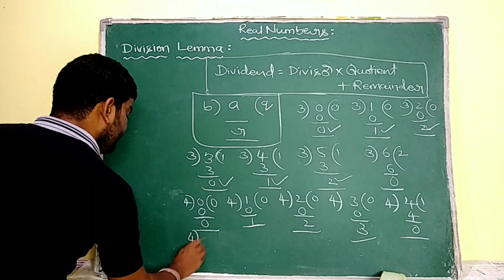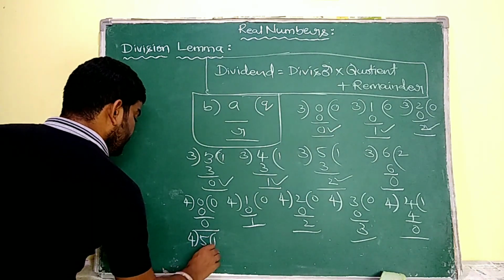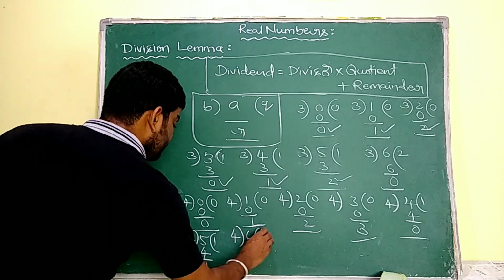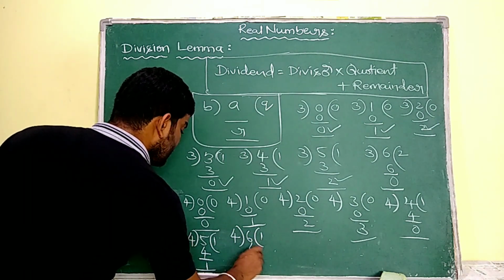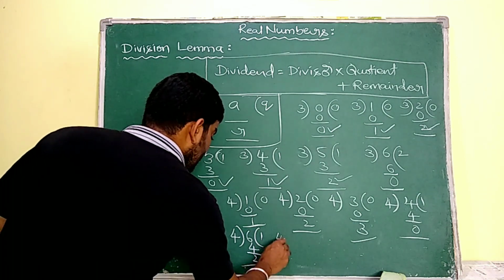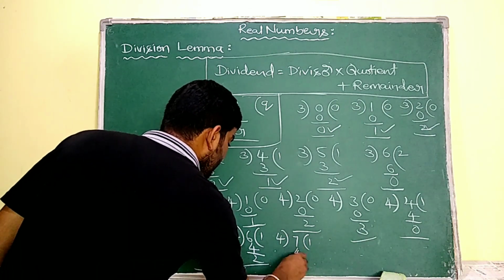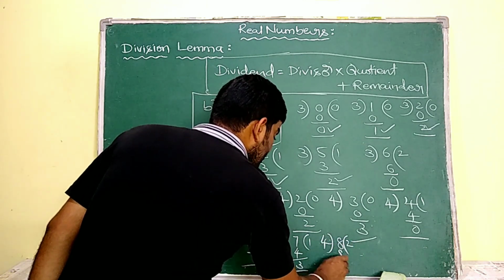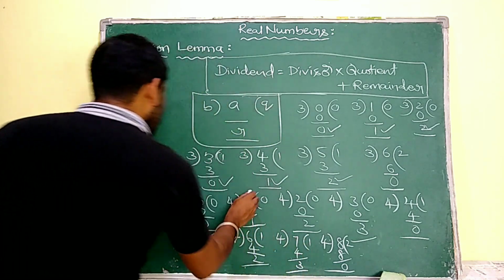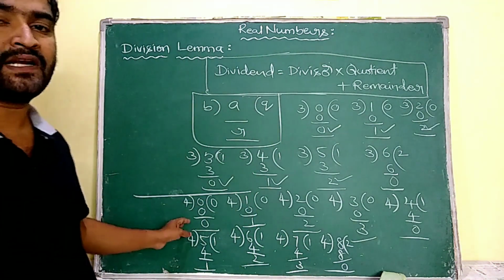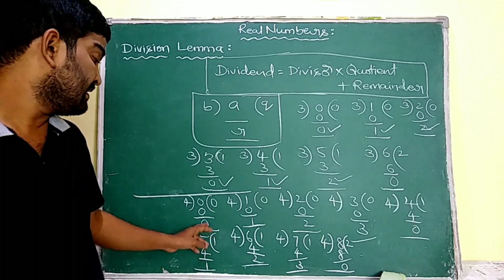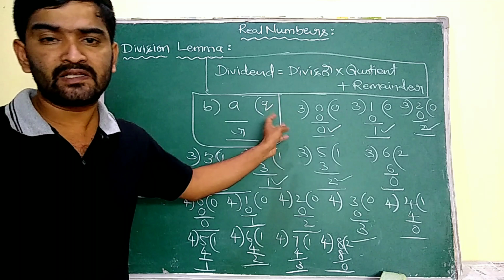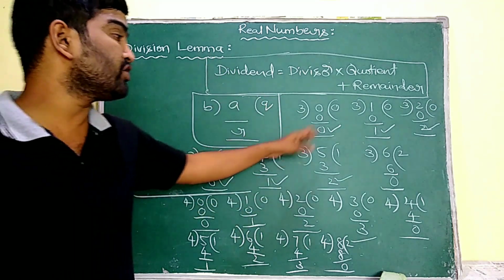If I divide 5 with 4, 4 ones are 4, remainder is 1. If I divide 6 with 4, 4 ones are 4, remainder 2. 7: 4 ones are 4, remainder is 3. 8: 4 twos are 8, remainder is 0. See, if I divide a number with 4, the possible remainders are 0, 1, 2, 3. If I divide any number with 3, the possible remainders are 0, 1, 2.